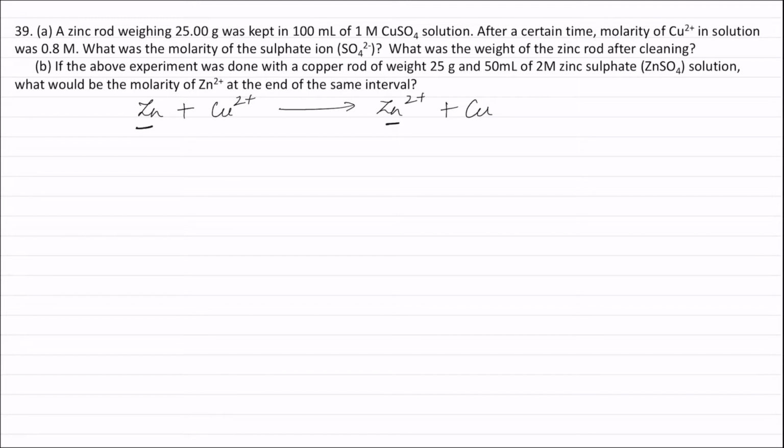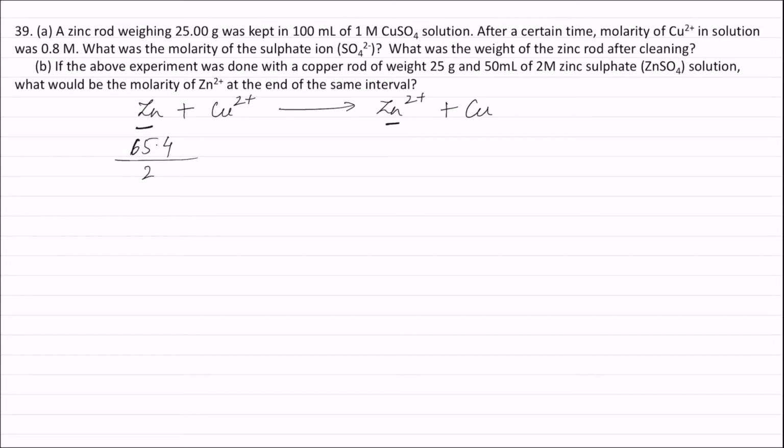And the equivalent weight of zinc will be equal to the atomic weight of zinc, that is 65.4, divided by the valency factor, that is 2. Now Cu2+ ions change into copper atoms. The oxidation state of copper changes from +2 to 0. So the change in oxidation number is 2. The number of copper atoms is 1. Therefore, the valency factor is 2.